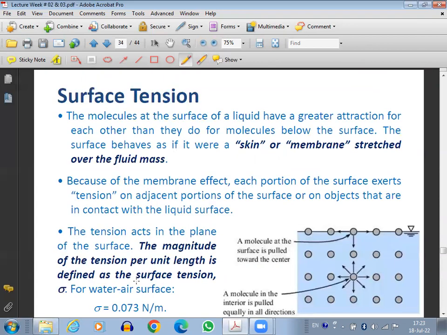Next topic is surface tension. Now there are only two properties left with this. This lecture will be done. Actually, our two lectures will be done because it is written for lecture weeks two and three, and we are completing it in one. It's okay.